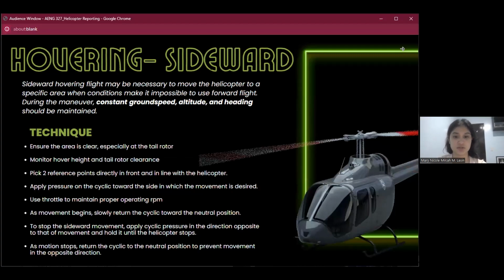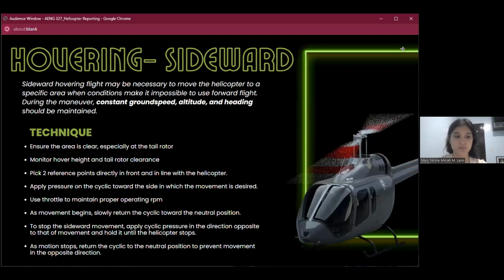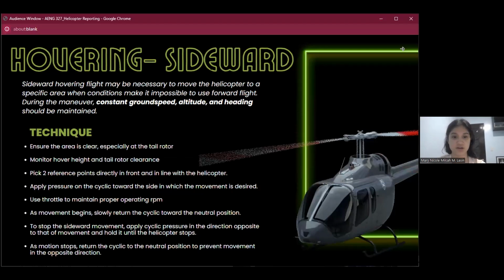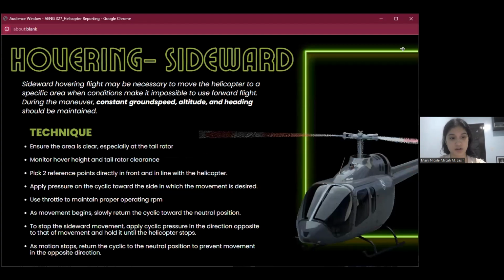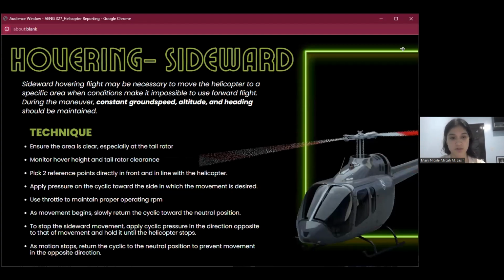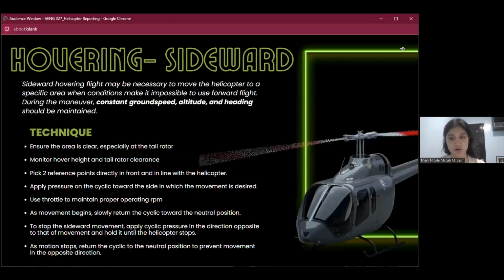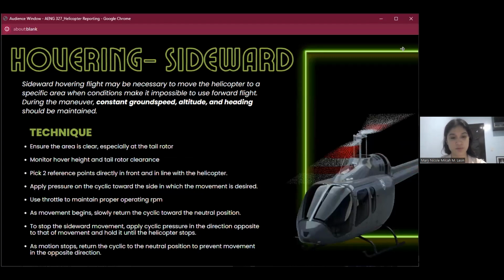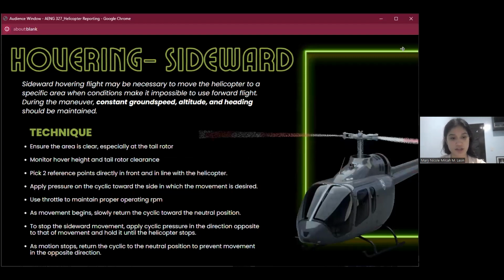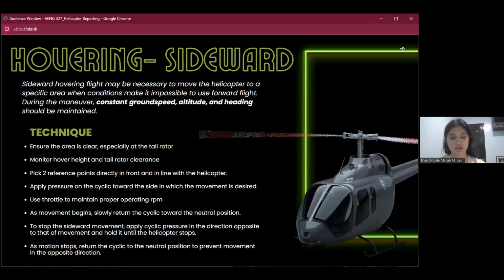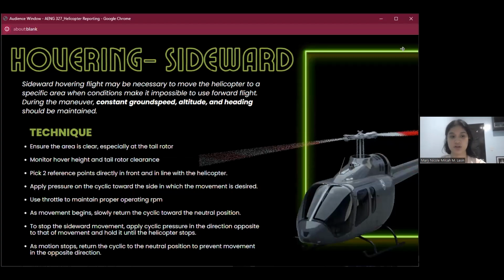So what is the technique to do the sideward hovering? The technique is to first ensure that the area is clear. Next is to pick two reference points which would be a guide for the pilot. A sideward cyclic pressure is then applied in the direction you want to go. As the movement begins, slowly return the cyclic toward neutral, and in order to stop the sideward movement, the pilot could apply pressure to the other side and then slowly bring it back to neutral.